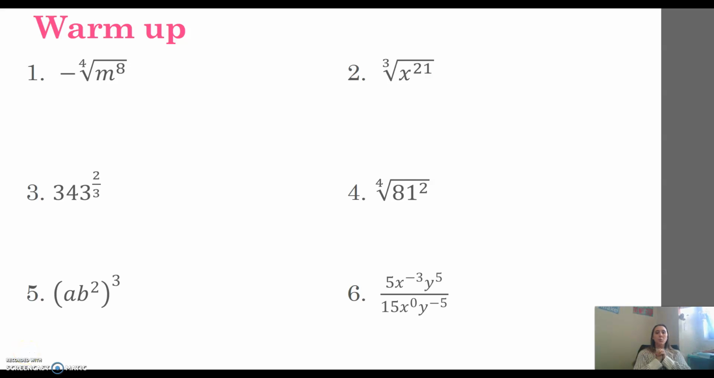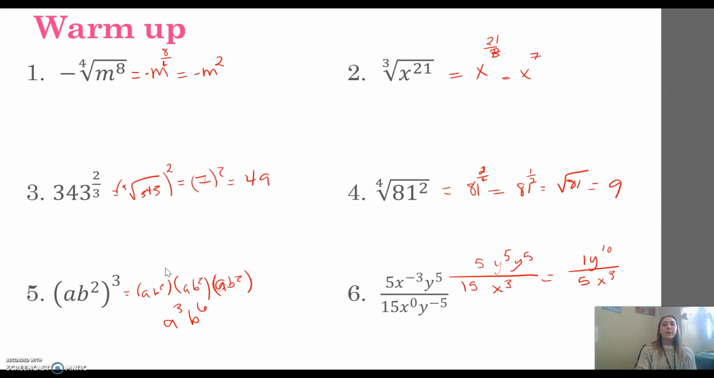Okay, functions, this was the warm-up that we started with today, so go ahead and hit pause and do this. Okay, so here are the answers.